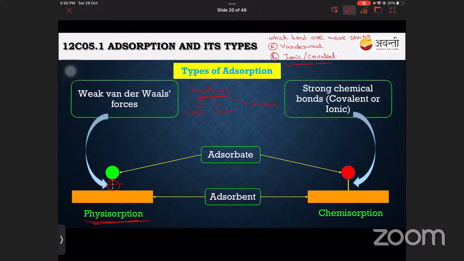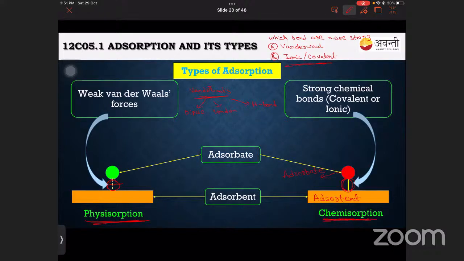Now, when we come to chemisorption, what is happening here? They are actually forming an ionic or covalent bond. The adsorbate will be reacting with the surface of the adsorbent. And after reacting, it may form a covalent or ionic bond, which is a strong bond, for which we need to provide more energy to break it.